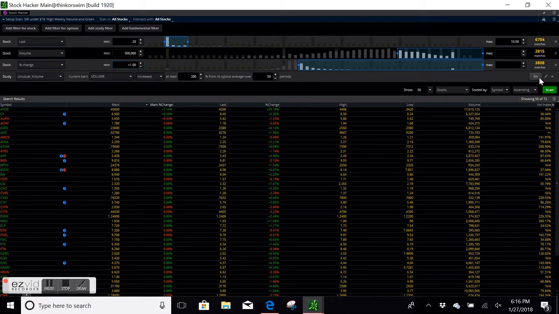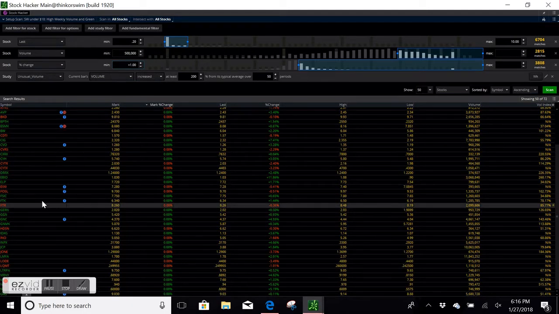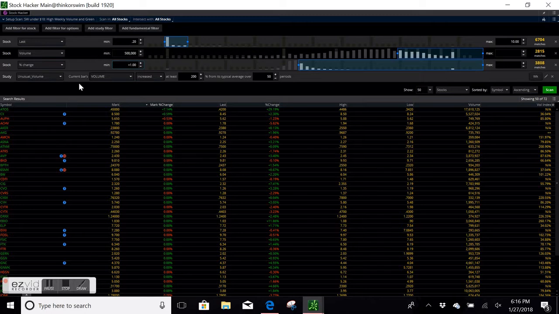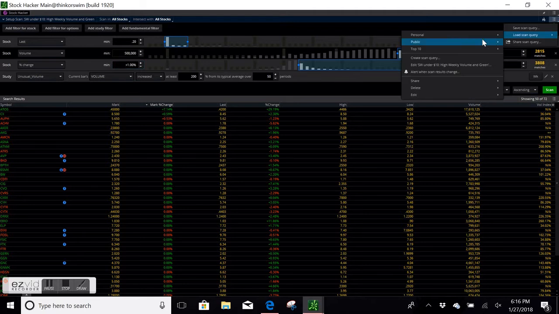And this is saying the current volume for the week is increased at least 200% over its average volume over 50 periods. There's something that has 2 times the normal volume, just to give me some more ideas of things that are green this week, that are in my price range and have higher than normal volume.